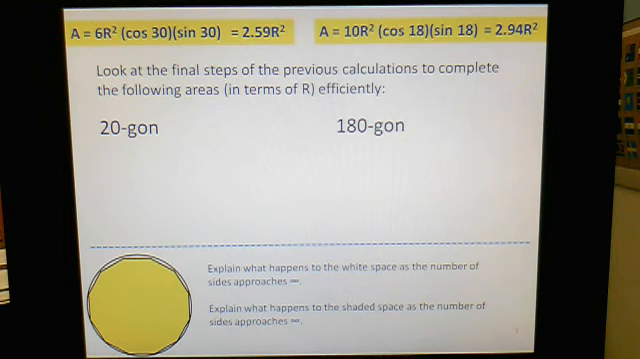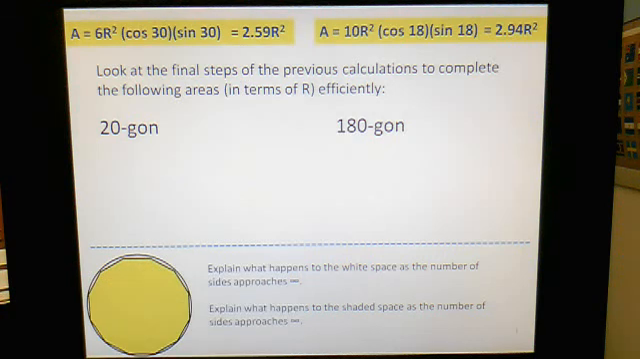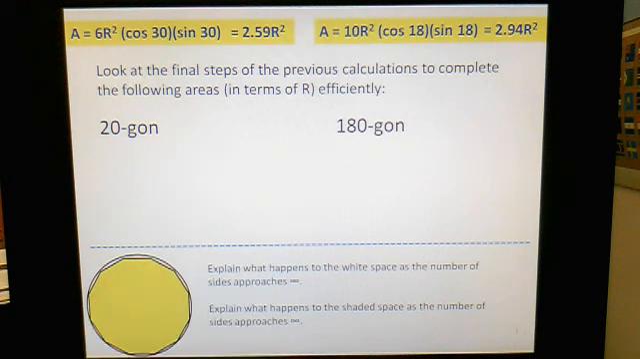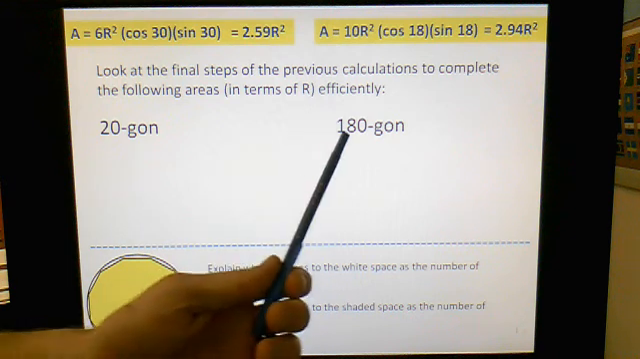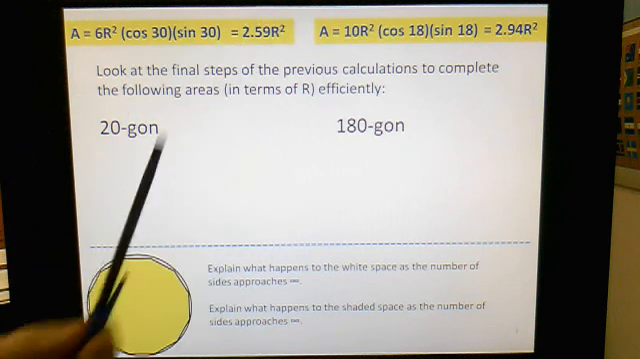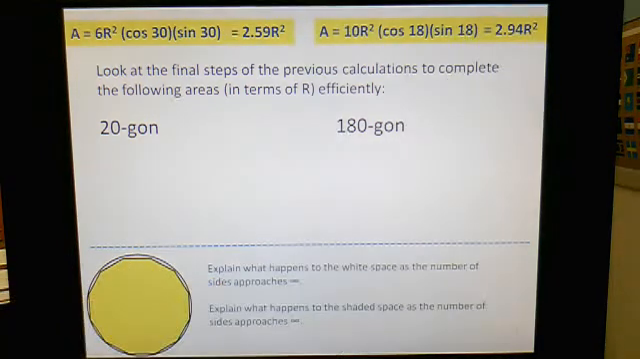So to really go extreme on this thing, try the exact same process with a 20-gon and a 180-gon. In other words, something with 20 sides and something really dramatic, 180 sides. I'm doing this on purpose. I'm trying to get to the dramatic situation where the number of sides is huge, really impractical, something you certainly wouldn't want to draw. But do the same thing. Find these calculations. Find something like this, 2.59r squared for a 20-gon, and find it for a 180-gon.